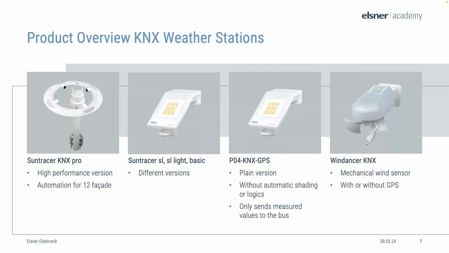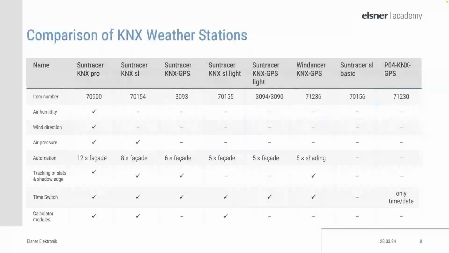For a quicker and better comparison, you can have a look at this chart. This can help you very well to choose the weather station that you actually need for your project. The following table shows the weather stations in a comparative overview. The table is very helpful in choosing the right weather station. In the table, you can see under the point automation how many facades the weather station can control. In the first four rows, you can see the sensor system, such as air pressure, air humidity, wind direction. The table can be found on our website.